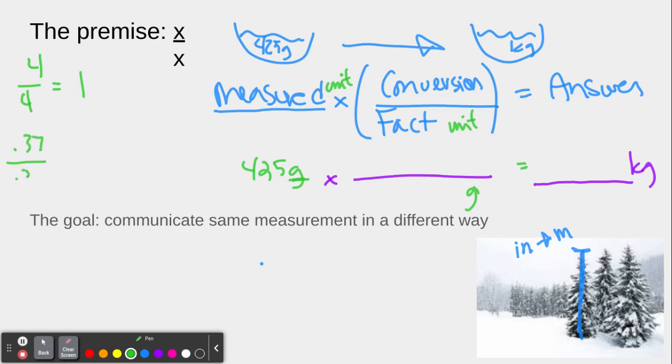What is 0.37 over 0.37 equal to? 1. What is x over x? 1. Okay, what is grams over grams? 1. And that's the point.